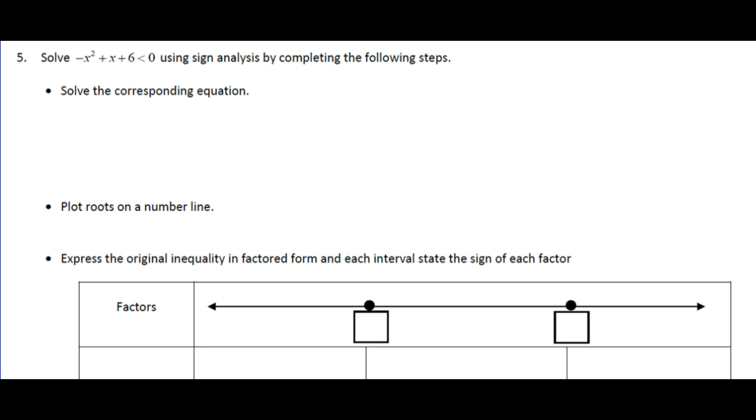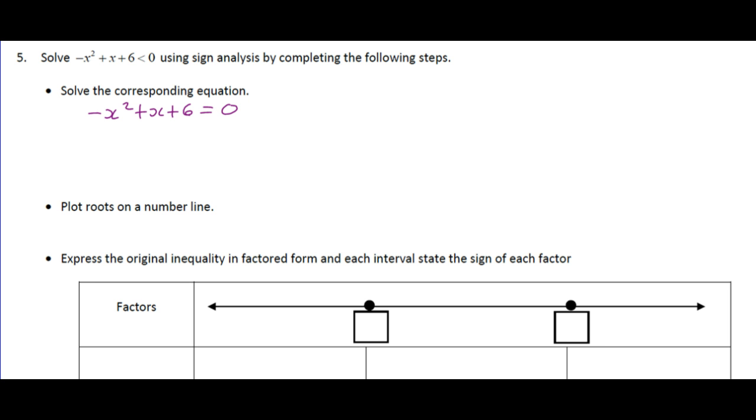Solve negative x squared plus x plus 6 is less than 0 using sign analysis. Okay, so sign analysis is going to become a big thing. Not that it's not a big thing already, it is a big thing. All right, solve the corresponding equation. We actually have a couple of choices here, right? At this point we say, okay, so negative x squared plus x plus 6 is equal to 0.